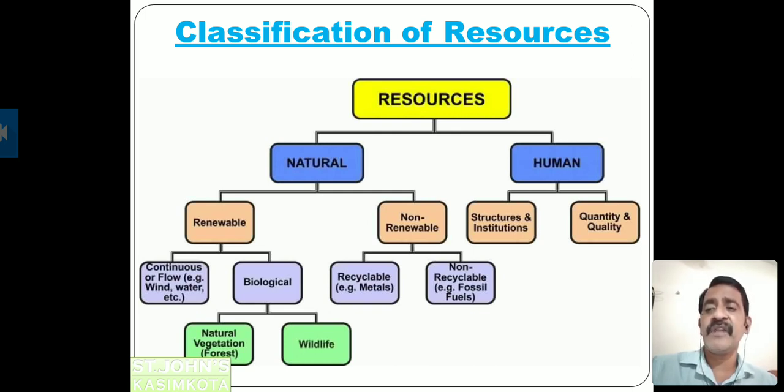When we come to renewable resources, they are divided as continuous or flow, for example wind, water, etc., and biological resources. The biological resources are further divided into natural vegetation like forests and wildlife. Non-renewable resources are divided into recyclable resources, for example metals, and non-recyclable resources like fossil fuels. So this is a small flow chart about the classification of resources. We are going to read in detail now.